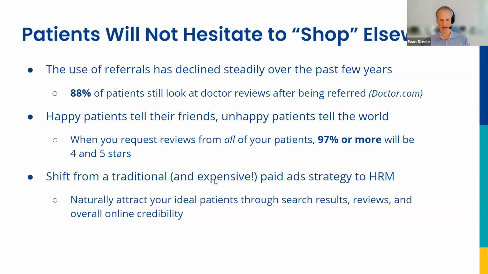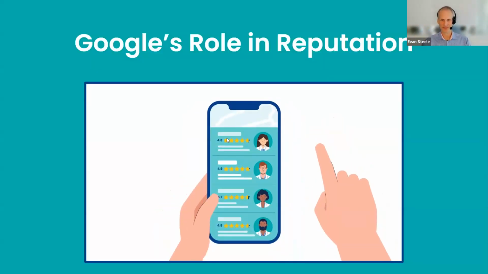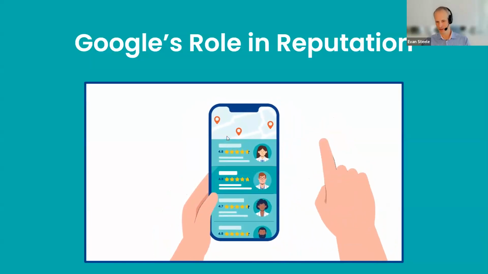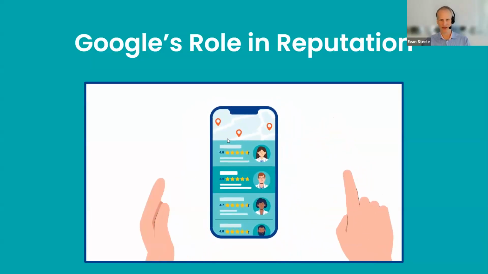And we're going to talk about how to drive your listings through Google, by lighting up Google's algorithms so that Google will recommend your practice over your competitors rather than having to go through an expensive paid ad. So we talk about Google's role in online reputation.